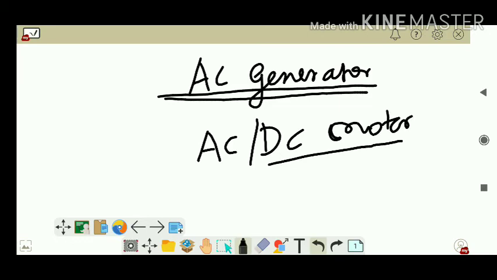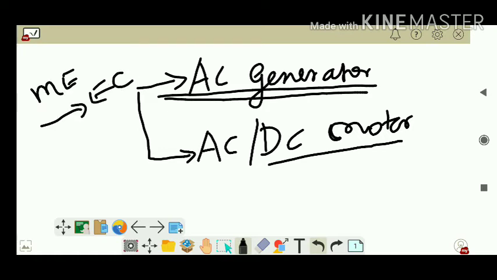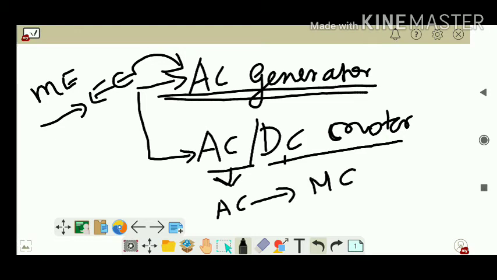So what is the difference between a generator and a motor, right? AC generator is a device which converts mechanical energy into electrical energy, and specifically into alternating current. Whereas AC motor or DC motor, both are different types. AC motor is something which converts alternating current or alternating voltage into a mechanical energy form, right?